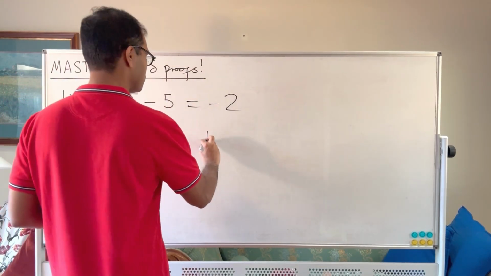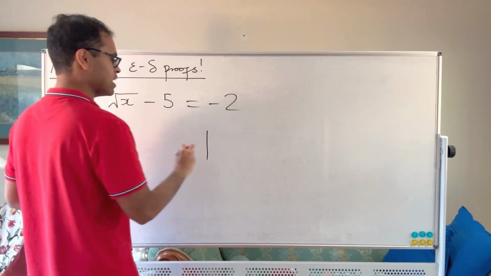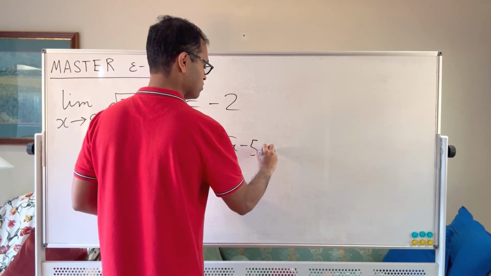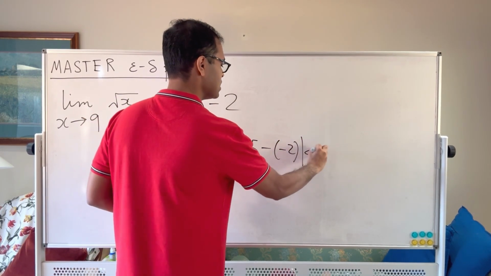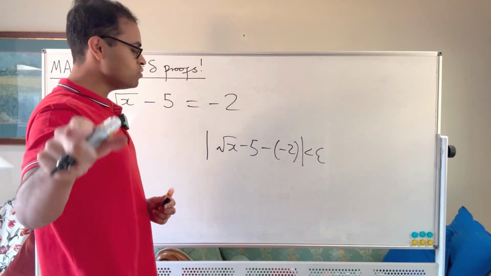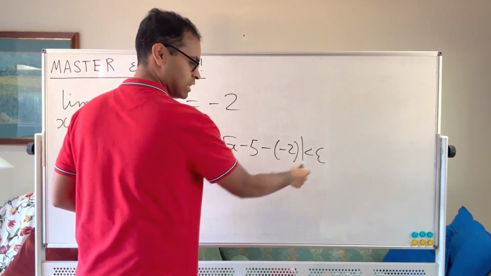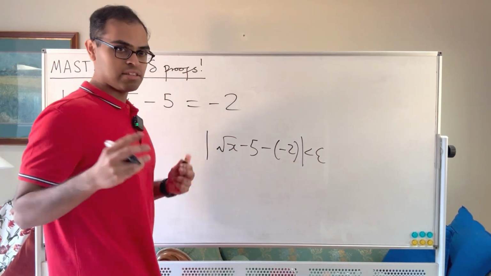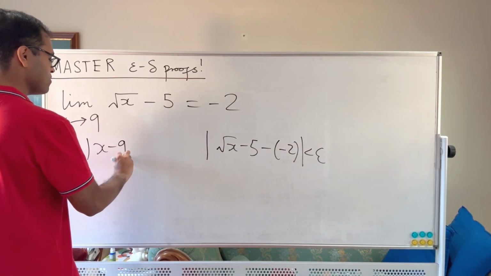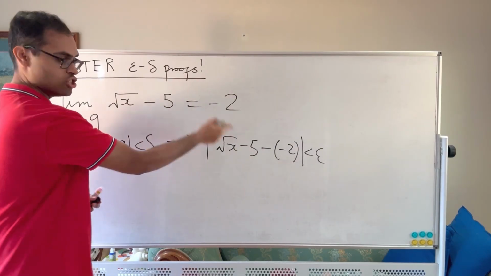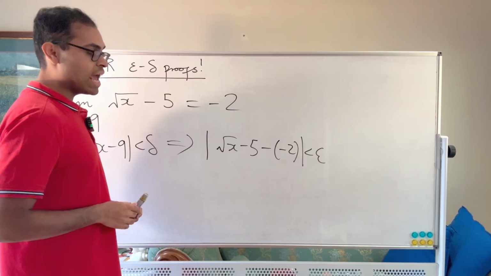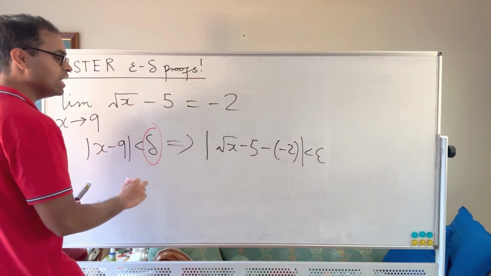So I'm just going to steamroll through this. We want the absolute value of root x minus 5 minus negative 2, so that's going to be plus 2. I'll write it in two steps. If you choose an epsilon, you want this to be less than epsilon, so you want root x minus 5 to be sufficiently close to negative 2. My job is to find a delta so that if the absolute value of x minus 9 is less than delta, then I can ensure that. So if x is sufficiently close to 9, I can ensure that. How close? We need to figure that out. So we need to solve for delta in terms of epsilon, as usual.